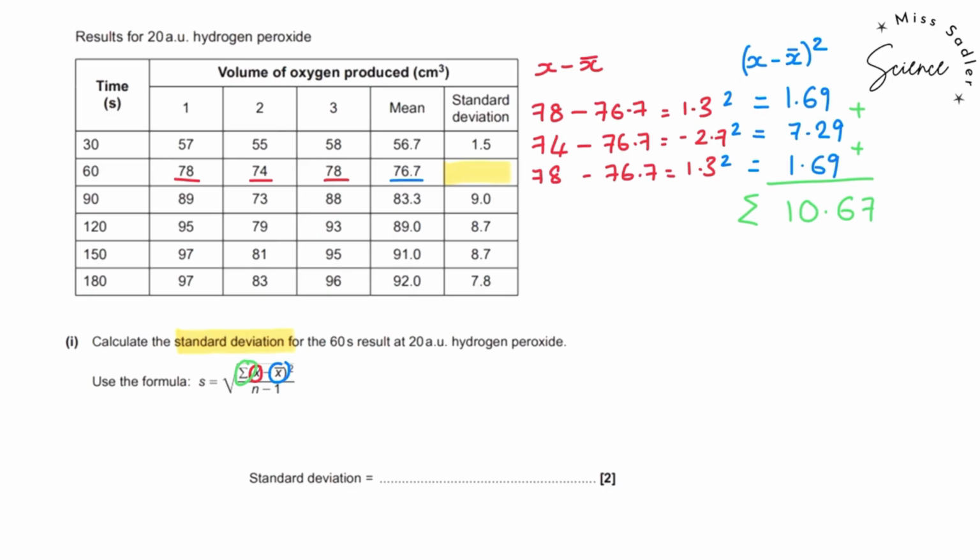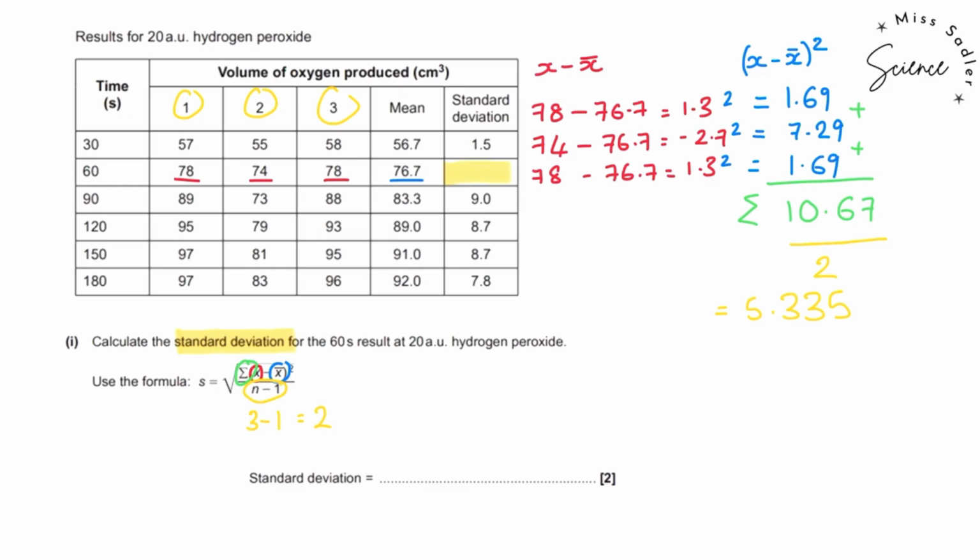Okay, the next part of our equation asks us to divide by n minus 1. So to work out n minus 1, you've got the number of categories. So here we've got 1, 2, 3 categories. So n minus 1 is the same as doing 3 minus 1, and that is 2. So we've now got 10.67 divided by 2. And that is going to be 5.335.